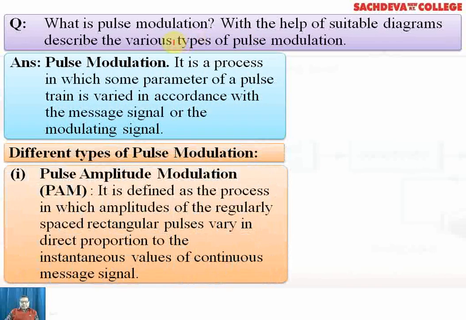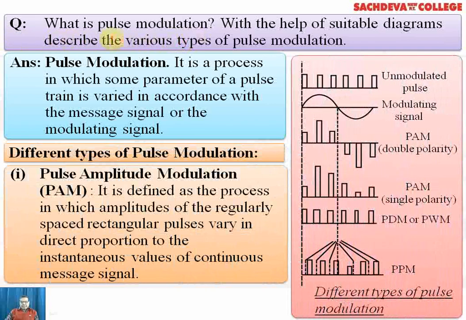So this is very clear from a suitable diagram. What basically is pulse modulation? It is very clear from the figure on the right side. Number one, right from the top, the unmodulated pulse is indicated. There is no modulation done there, no mixing. Then the next signal indicated is the modulating signal. The modulating signal means the two signals are mixed together and communicated in the form of an alternating current pattern. Then comes PAM, that is pulse amplitude modulation.